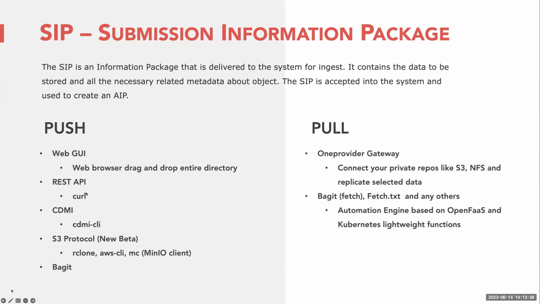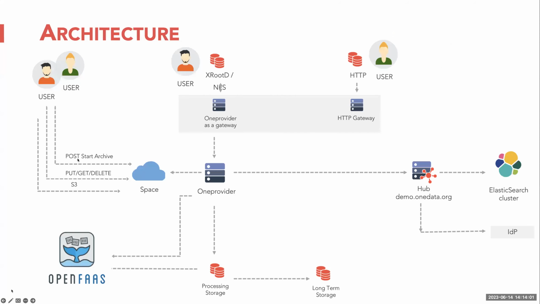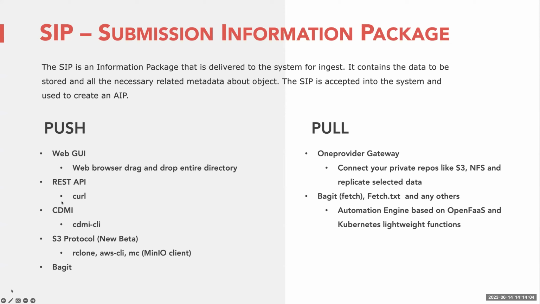So what is the submission information package in practice? In practice, we want to deliver data into the system anyhow. We have the users who are using our system and want to just push the data into our platform. So they treat our platform as a service where they can push the data. They can use a web graphical interface, just drag and drop the data, or use a REST API, CDMI, or we recently introduced a new S3 protocol in our system. So we are able to speak S3 to our clients, and they're able to push information into the system.